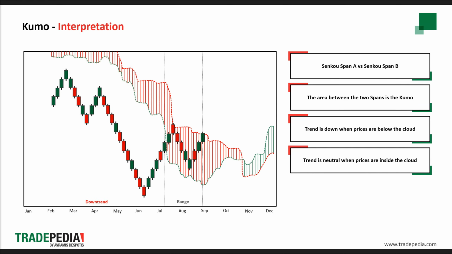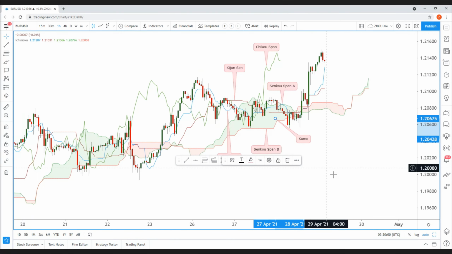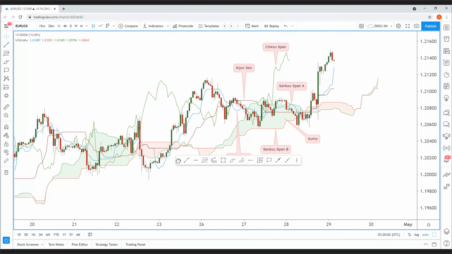All right, so we have the cloud, and then we will go through it. I want to go through now the basic interpretation of the different lines. The first is the interpretation of the cloud. Let me just bring out the chart again. I think bringing out the chart is easier to explain than the presentation.